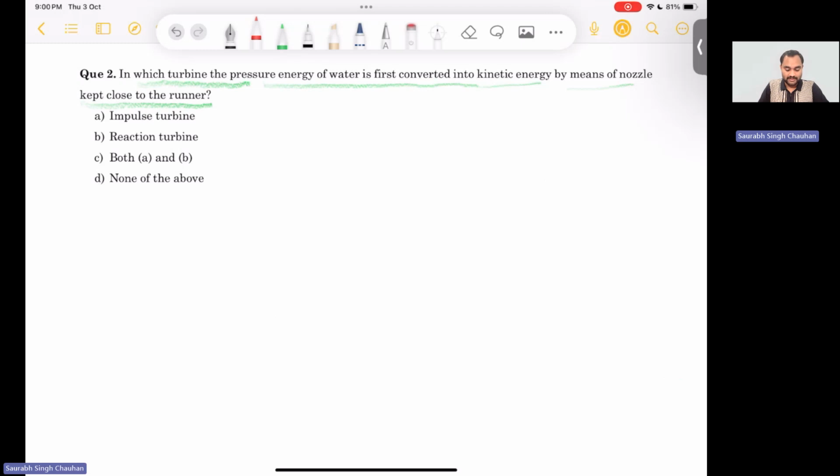I hope that you are able to answer this question, and the correct answer is option A, impulse turbine. In an impulse turbine, pressure energy of water or steam is first converted to kinetic energy by means of a nozzle, right? And the nozzle is kept close to the runner. Runner is basically the moving blades. Okay, the correct option is impulse turbine.